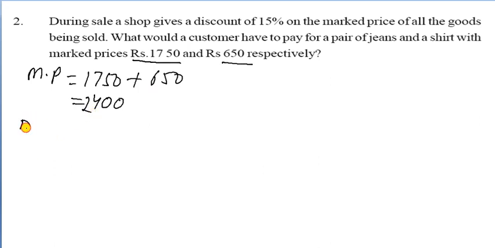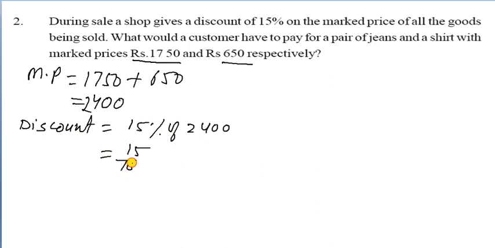So what will happen? Now the discount. So you have to know discount is given as 15% of what? It is 2400. So it is 15 upon 100 into 2400. So 0 will be cancelled out, once again 0 cancelled out. Now here 15 4s are 60, that is 0, 6 carry, and 15 2s are 30 and 6, that is 36. So that is the discount.